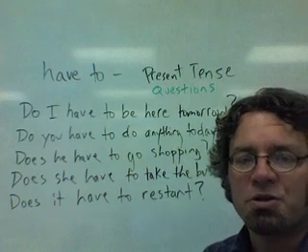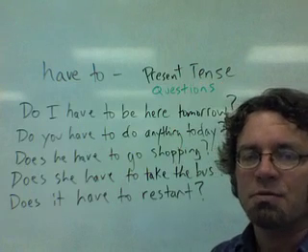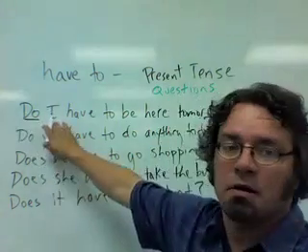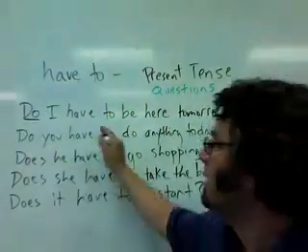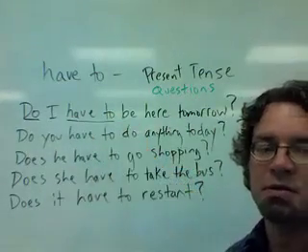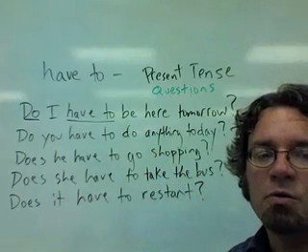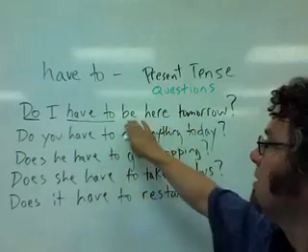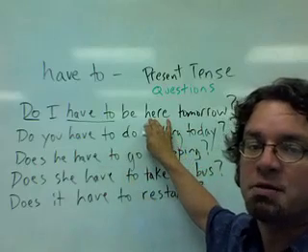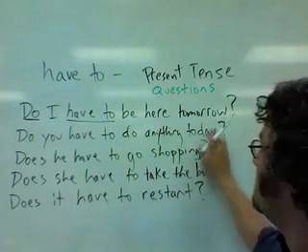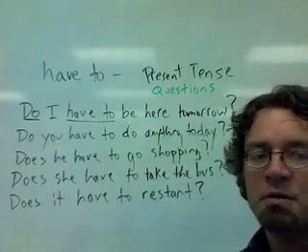To make a question in the present tense, use do in front of the subject, and then have to, and then the main verb is in the simple form. Do I have to be here tomorrow? In a question like this, you can use the present tense to ask a question about the future. This would be the future.